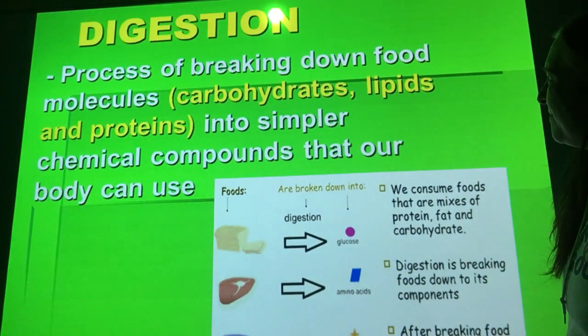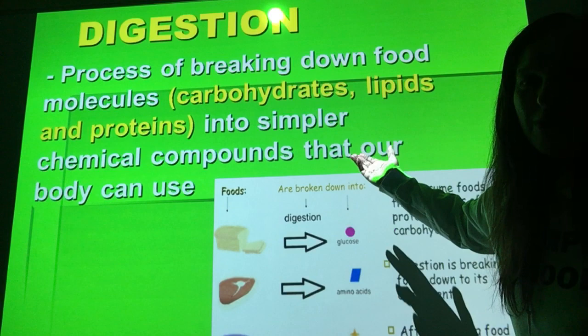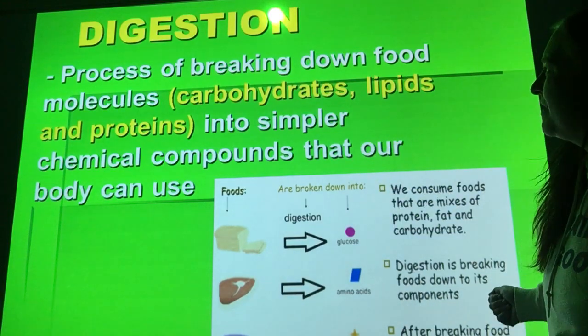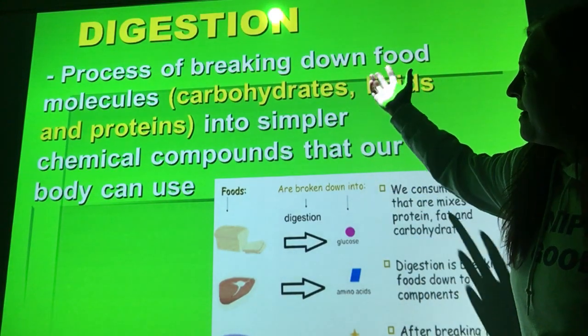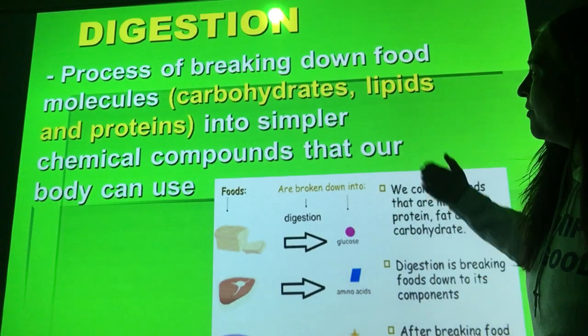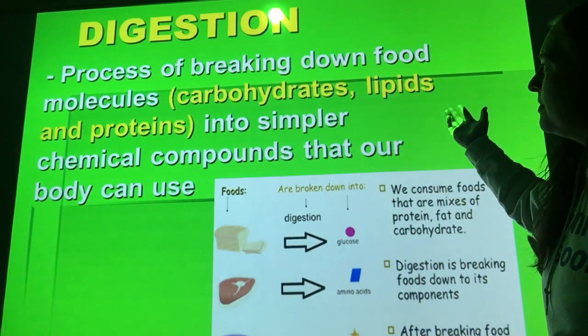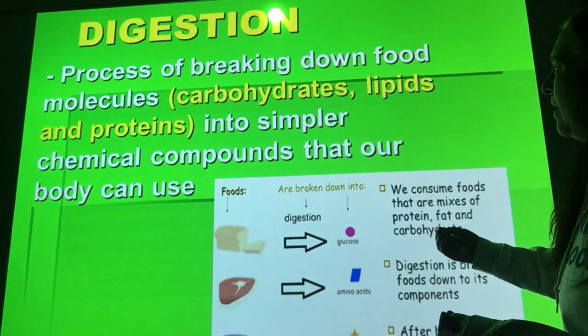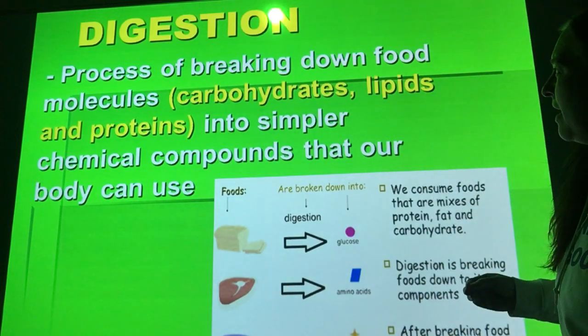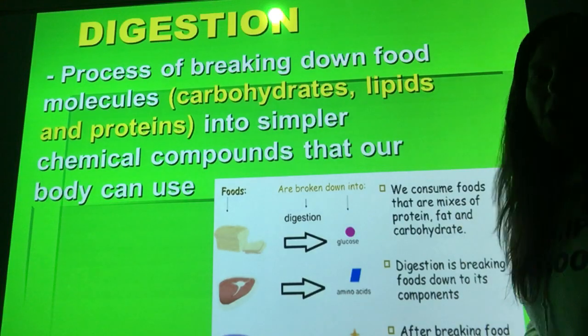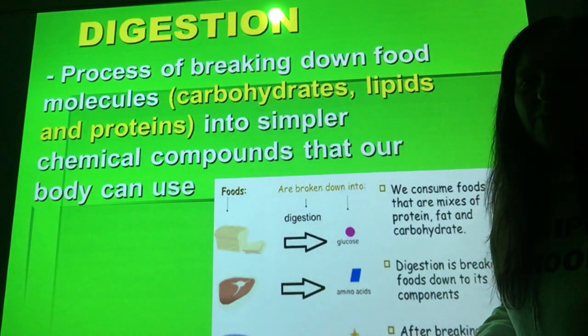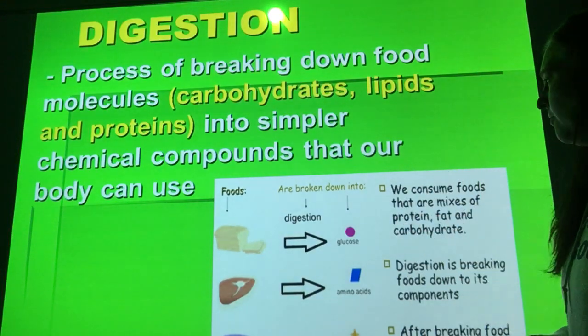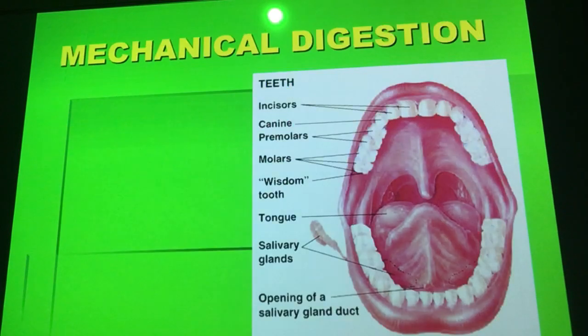Okay, back to digestion. So the breakfast that you ate, or whenever you're watching this, lunch or supper, whatever time of day you're watching this, when you eat it, the molecules in your food are going to get broken down into simpler molecules like carbohydrates, lipids, and proteins. That's the nutrition unit we'll be doing in class. So once we've broken our food down into the carbohydrates, lipids, and proteins, our body can then use those simpler compounds. So you have to break it down into a simpler form your body can use.